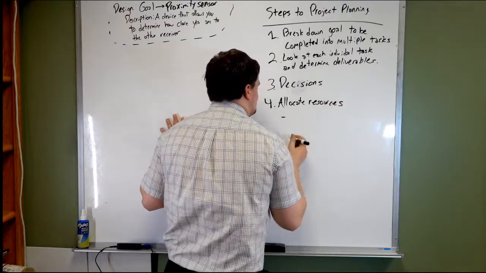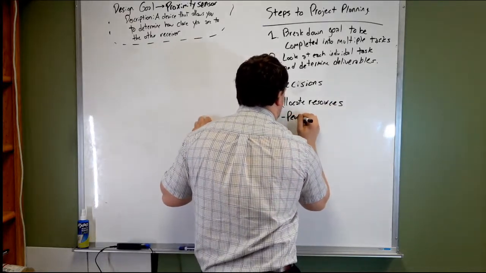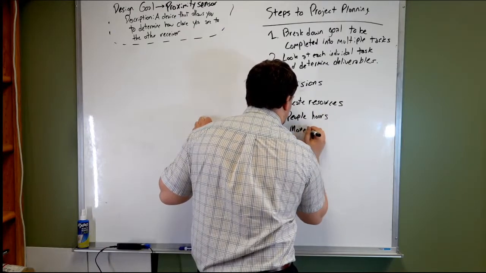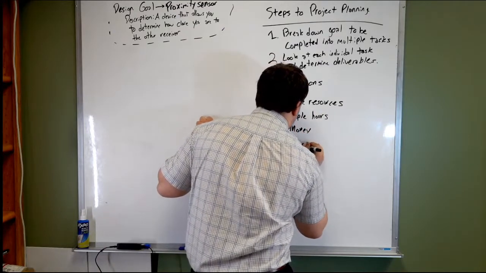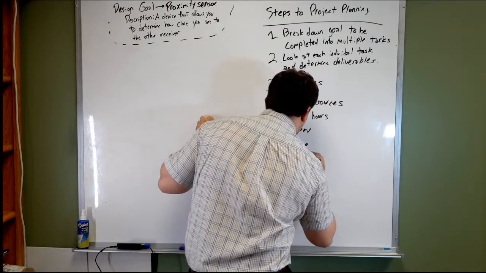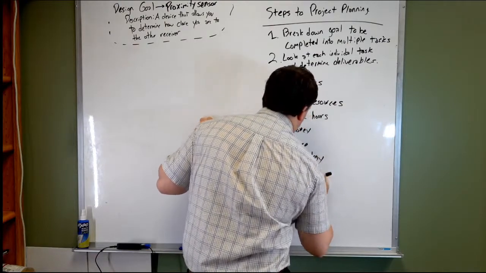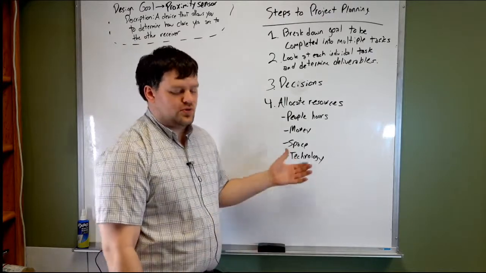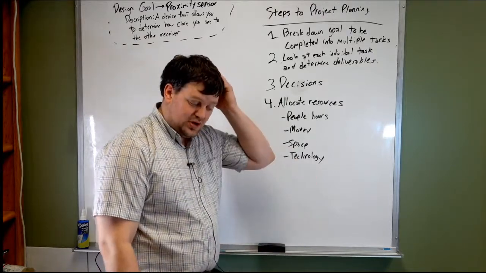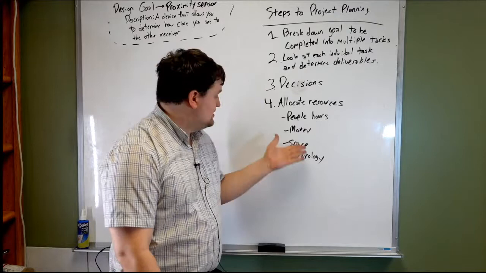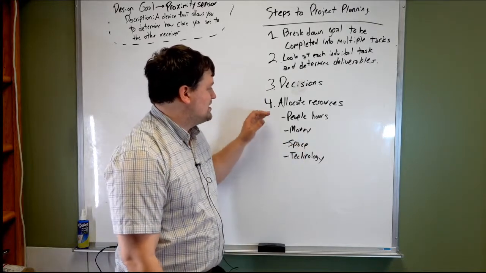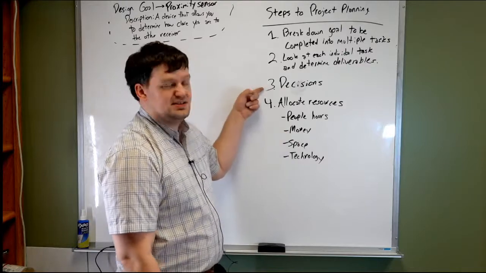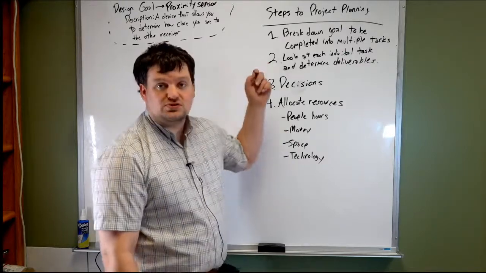Okay, and this is people, hours, money, space, technology. It's any kind of resource that can be used for this task. When you've done this, you will have basically said, okay, I need all of this for this task to be completed, to make this decision so that I can produce these deliverables.